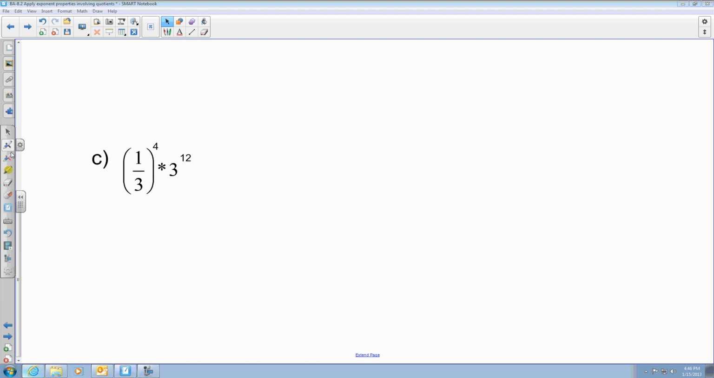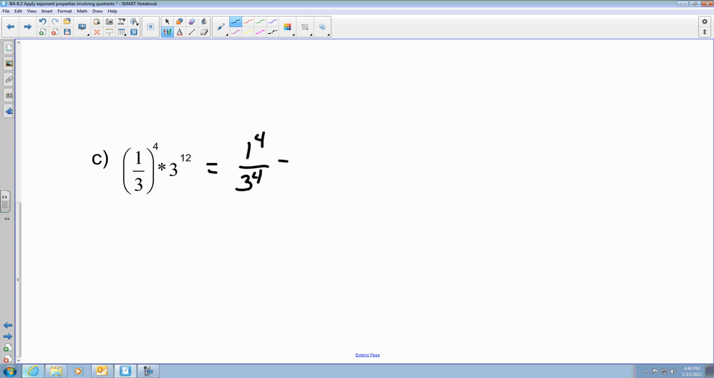Okay. For example C, first off, I'm going to use the power properties. So I'm going to go 1 to the 4th divided by 3 to the 4th. But 1 to the 4th ends up equaling 1, divided by 3 to the 4th, but I'm going to multiply by 3 to the 12th. So then this ends up equaling 3 to the 12th divided by 3 to the 4th.